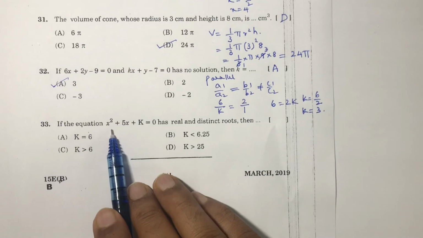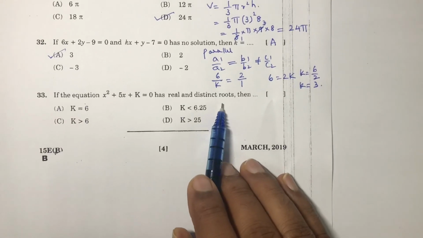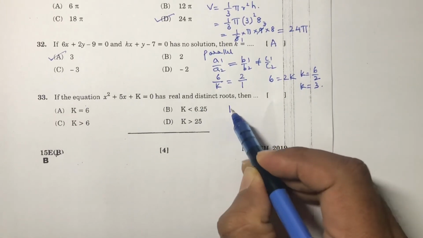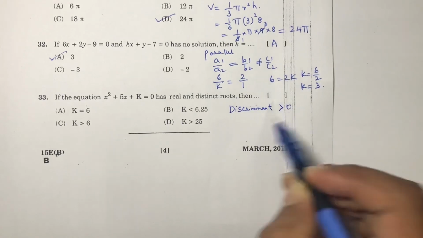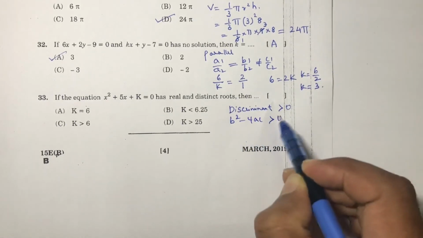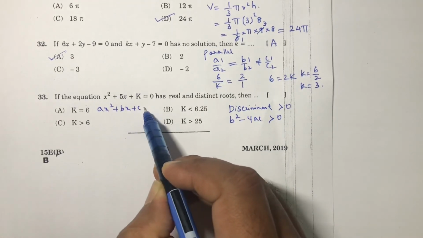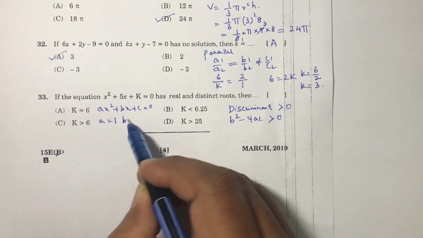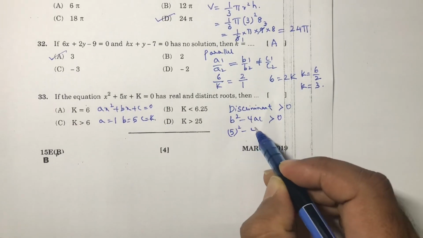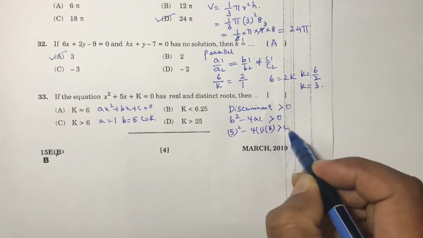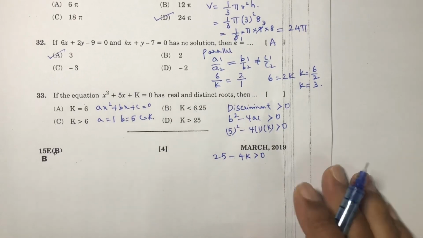Next, if the equation x square plus 5x plus k equals 0 has real and distinct roots. So the real and distinct condition is that the discriminant will be greater than 0, which is b square minus 4ac is greater than 0. Here, if you compare with the standard quadratic equation ax square plus bx plus c, the value of a is 1, b is 5, c is k. So 5 square minus 4 into 1 into k is greater than 0. So 25 minus 4k greater than 0.